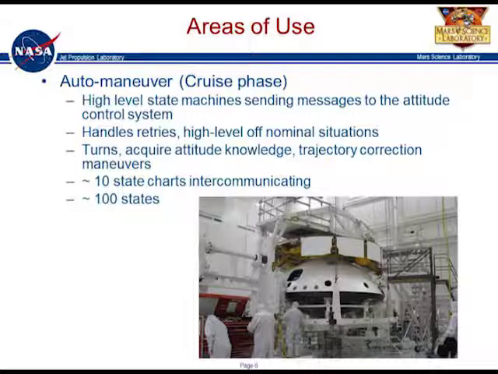And what this does is retries in off-nominal situations. If the ACS system had a failure, it could do retries. It could try perhaps a different piece of hardware. And all of this implemented very high-level commands, such as point the spacecraft somewhere else, attain a certain type of attitude knowledge, or perform a trajectory correction maneuver. So I was very excited when we actually did our correction maneuvers and could see the output come down in telemetry. And this is an area where I think state charts are very applicable.